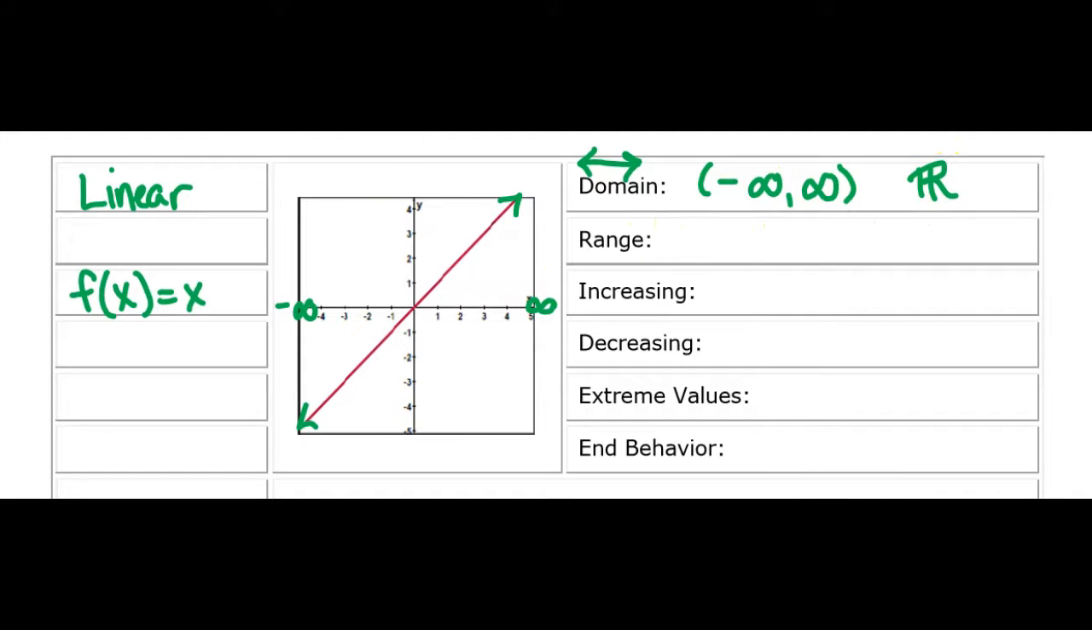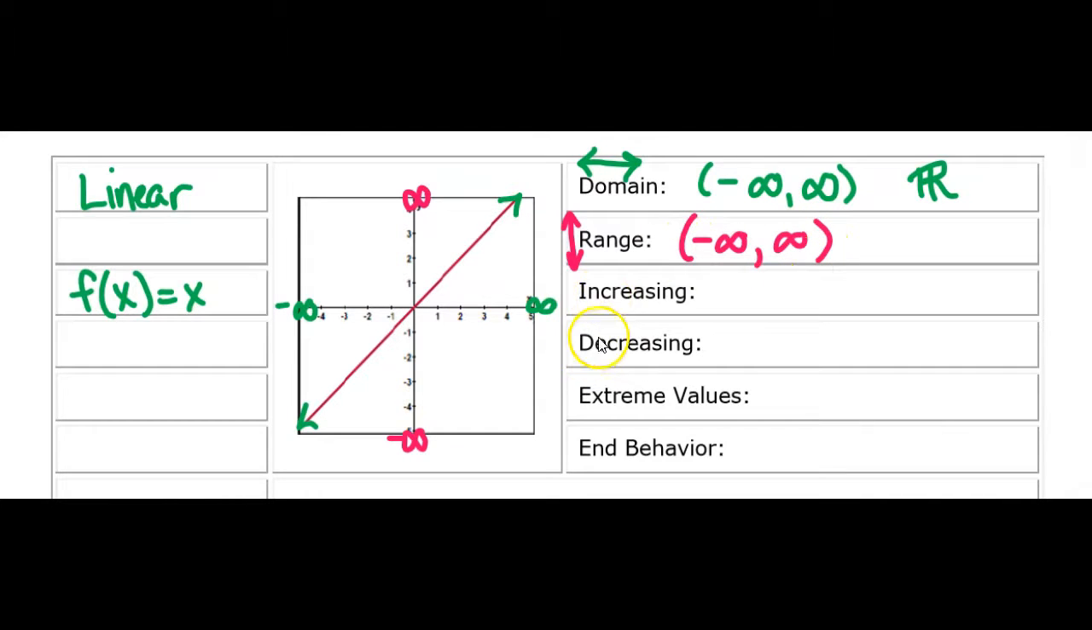When we take a look at the range, that is our y values. We can see this graph is going to go up infinitely, and it is also going to go down infinitely. So my range is also going to be all real numbers, so negative infinity to positive infinity. And again, for our infinities, we use parentheses to show there's no bound.